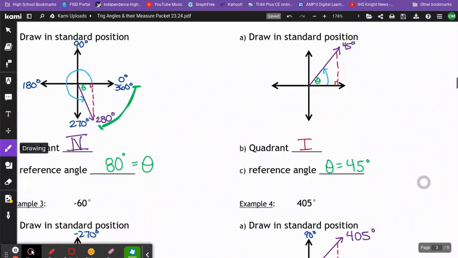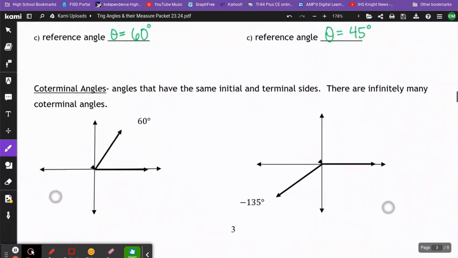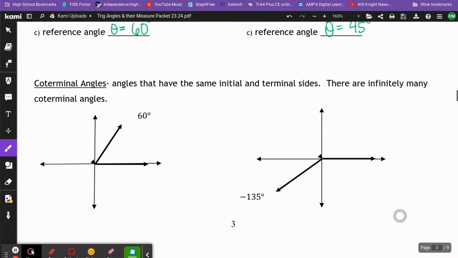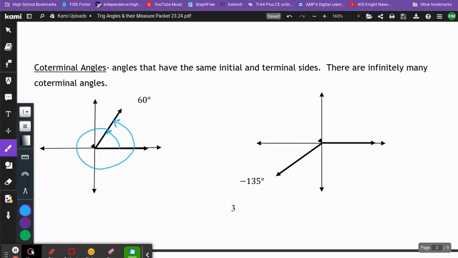Okay, now let's talk about coterminal angles. Coterminal angles are angles that have the same initial and terminal sides. There's infinitely many angles like this. So the first example shows an angle of 60 degrees. So if I'm drawing my rotation, I'm starting here and going here, and I've measured 360 degrees. Now I can go around the circle as many times as I want to. So if I continue to go all the way around and land here, then I'm landing at the same spot. It says the same terminal side.